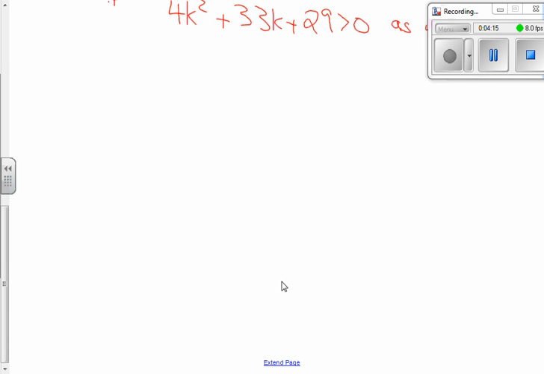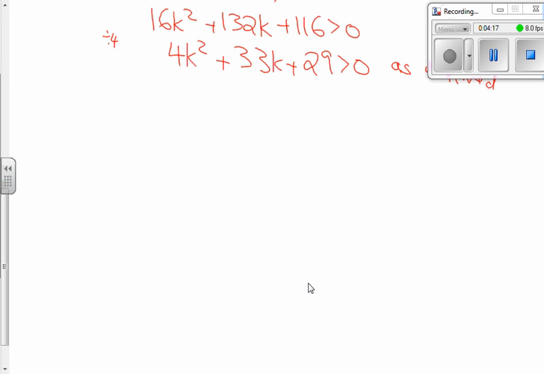And hopefully it's going to factorize. If it's going to factorize, the only thing it's going to factorize to is going to be a 29, isn't it? Because that's the only thing that times together to give 29. And, well, if we put the 4k's there, then that will give you the extra 4 to get the 33. So k plus 1 and 4k plus 29.